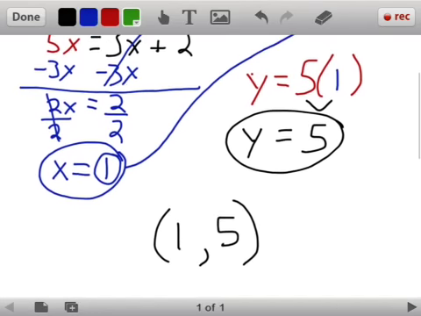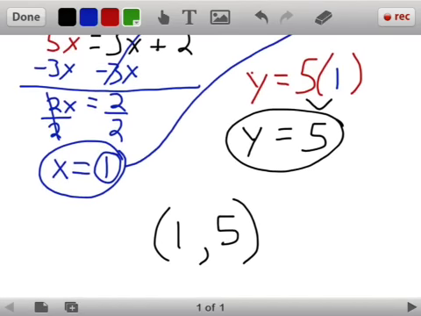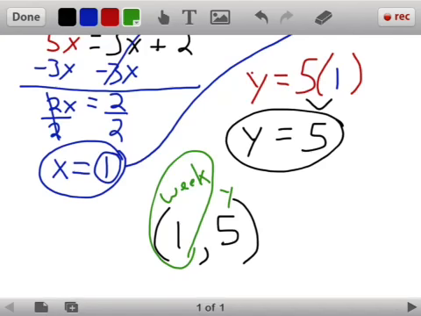So what this answer means is that after 1 week has gone by, they will have the same number of baseball cards, which is 5 baseball cards each. That's what this means. So they will have the same amount of cards after 1 week. And that number of cards they'll have is 5.